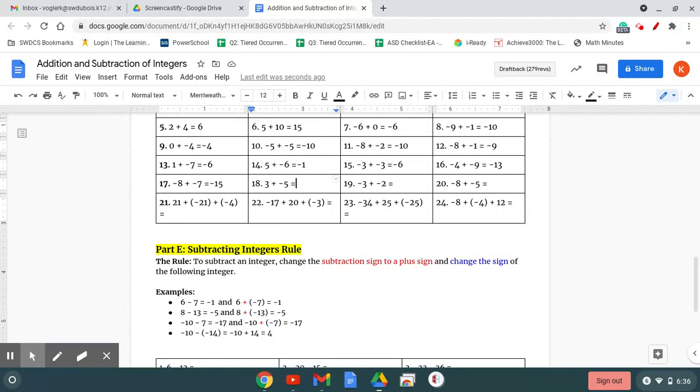All right, two different signs. Different signs, subtract and keep the sign of your bigger number. So what is 5 minus 3? 2. And then we have to look. We have a positive 3 and negative 5. 5 is bigger. 5 has a negative sign, so we keep the negative.